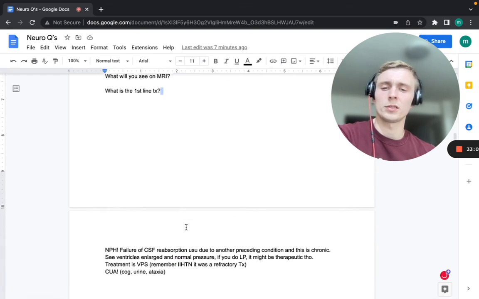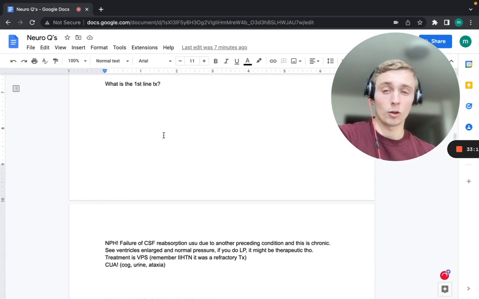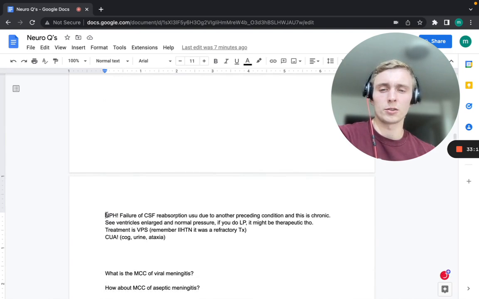So this is, of course, normal pressure hydrocephalus. So he had a normal pressure. This is basically failure of the CSF reabsorption, usually due to another preceding condition, and this is typically chronic. So failure of CSF reabsorption, so it continues to accumulate. And you'll see, of course, the ventricles are enlarged then.